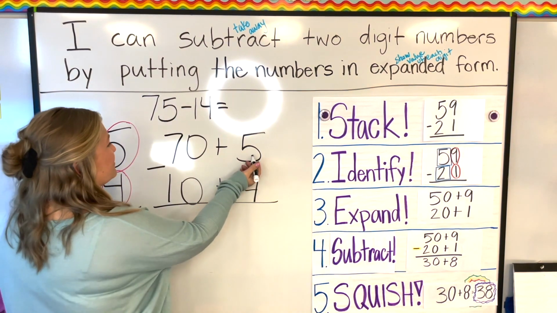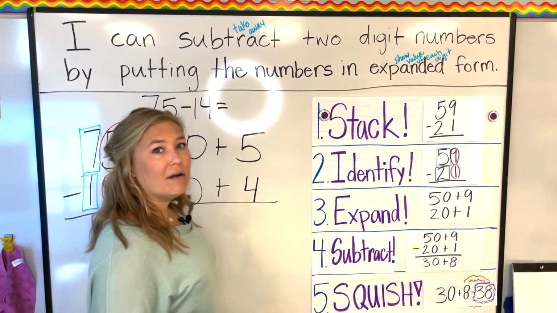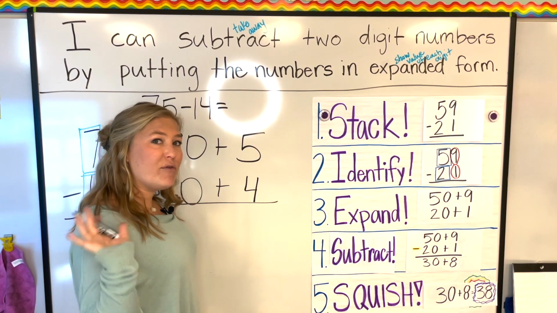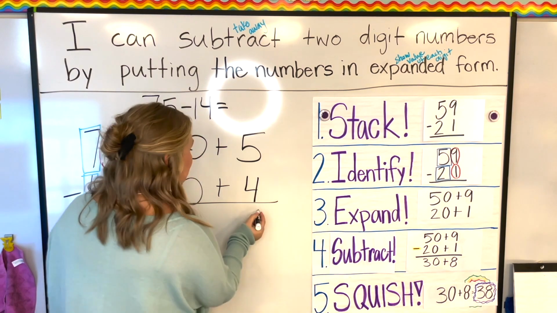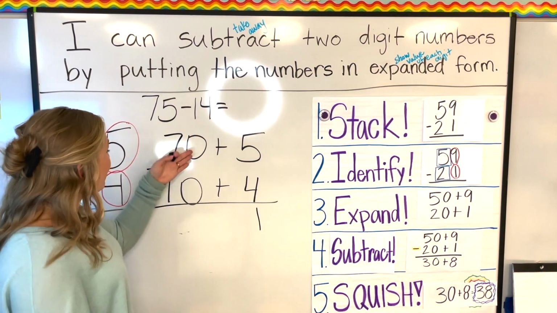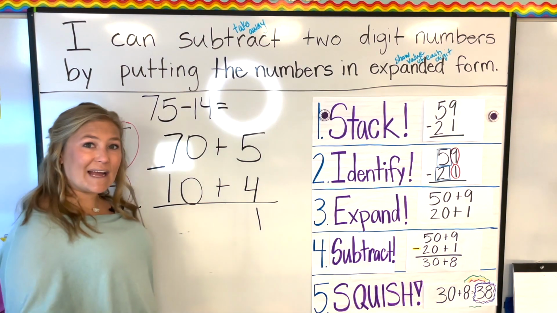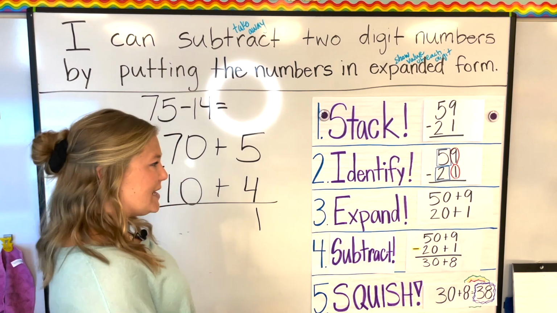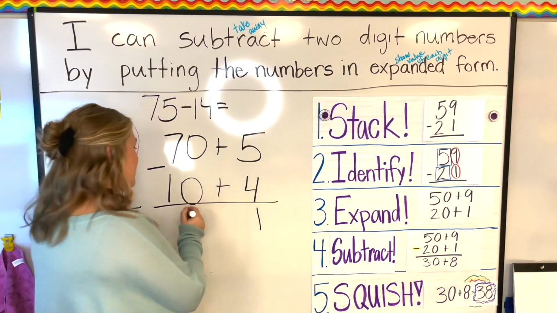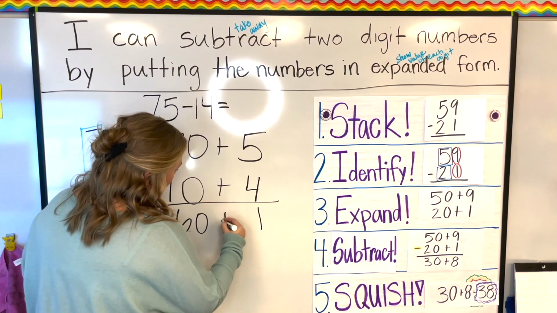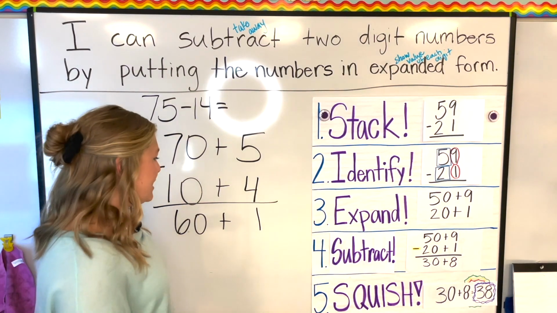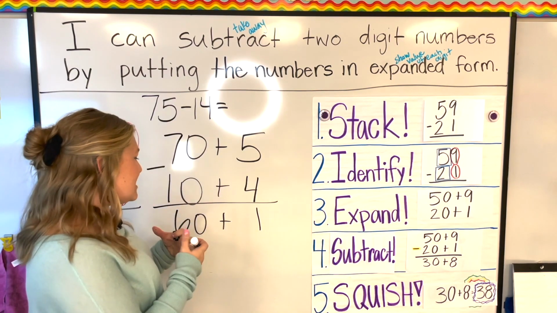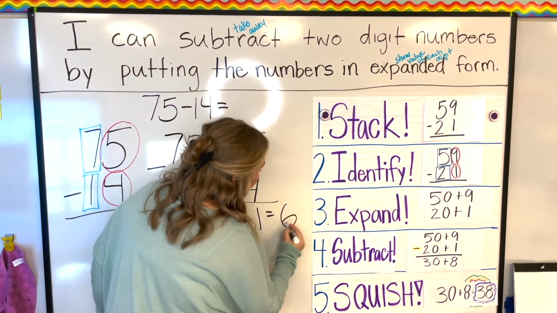All right, my ones. 5 minus 4. 5 take away 4. If I take away 4 from 5, what do I get? 1. Now I need to take away my tens place. I have 70 minus 10. 7 tens minus 1 ten. 6 tens are 60. Now my answer is in expanded form. So I get to do the best step, which is squish it together. I squish my tens and my ones together, and I get the answer 61.